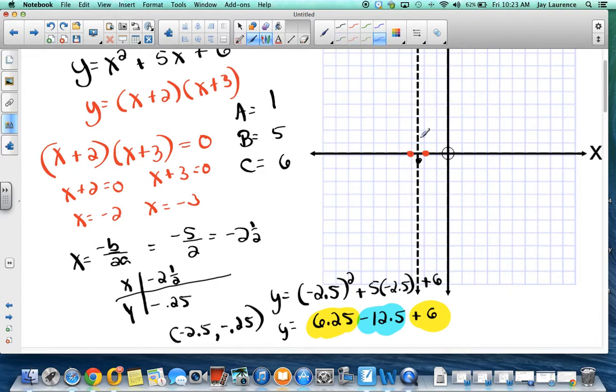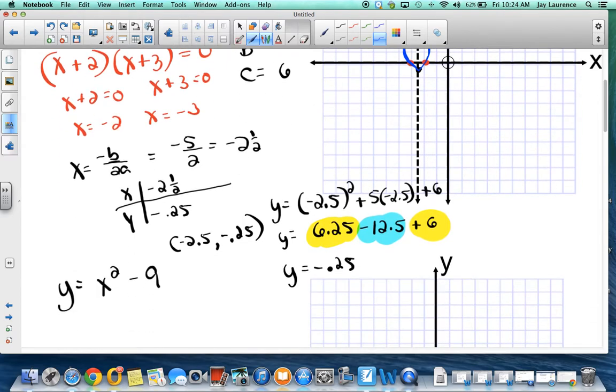Notice I did not go to an input-output table immediately. The first thing I always do is look for roots. Always, always, always. Okay.